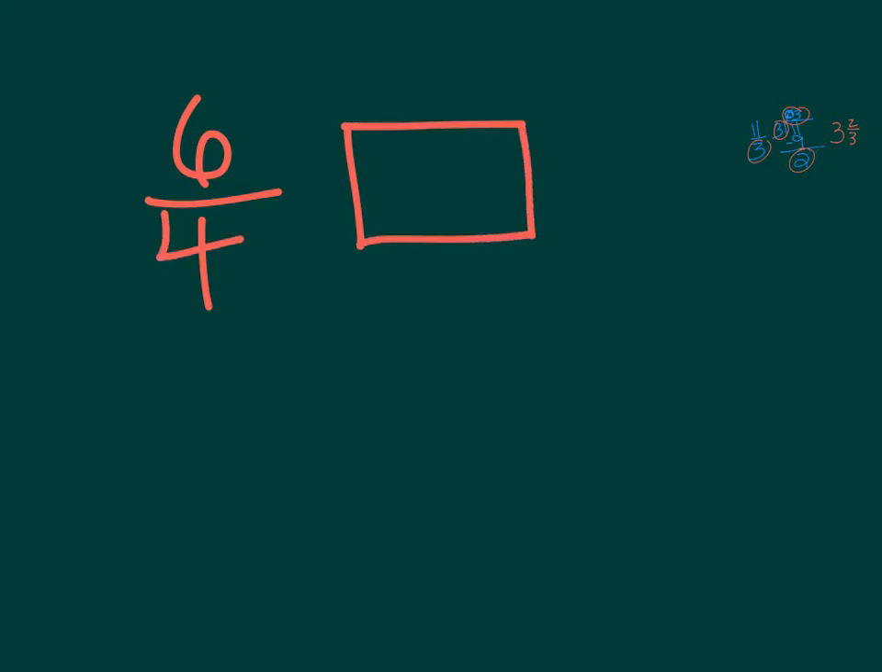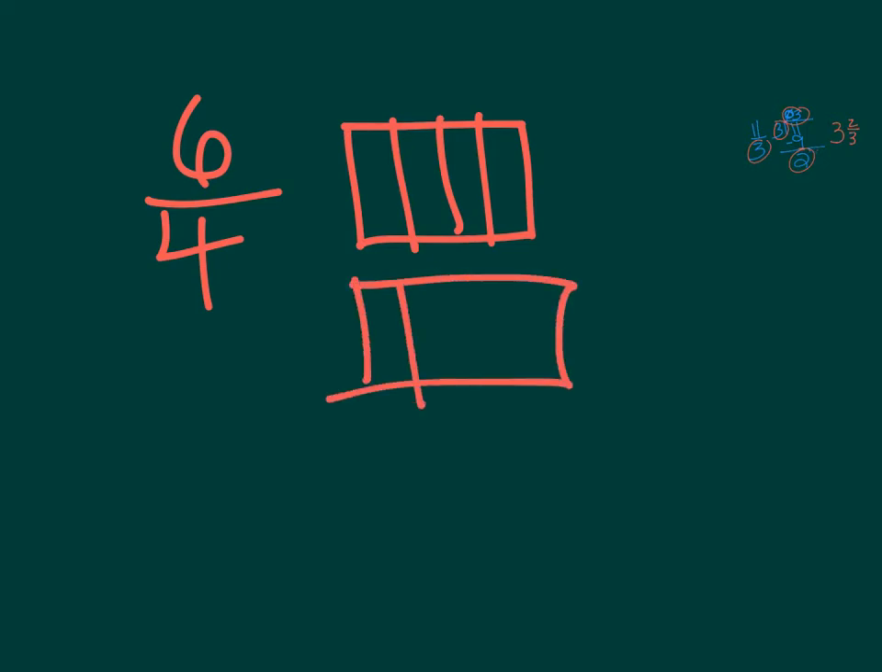Let's do that. So I need to have groups of 4 there, right? 1, 2, 3, 4. Okay, so I have groups of 4, and I have to get to 6. 1, 2, 3, 4, 5, 6. Okay, so I've taken groups of 4 because my denominator is 4. I have a group of 4 here, a group of 4 here. And I just started counting until I get to all my numerators. 1, 2, 3, 4, 5, 6.